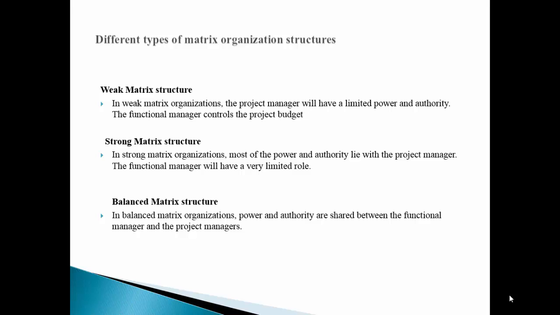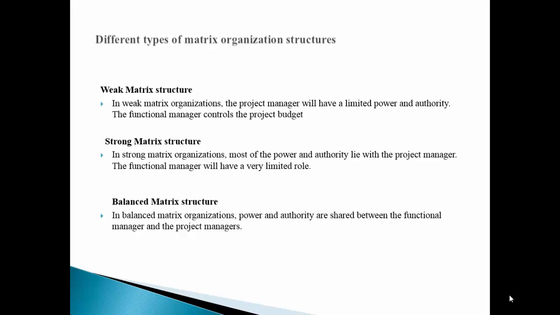All of these problems lead to the strong matrix structure where most of the power and authority lie with the project manager. The functional manager will have a very limited role. This empowers the project managers to manage the work directly and thus properly manage the whole project, but without tying the PMs up in the HR administration.